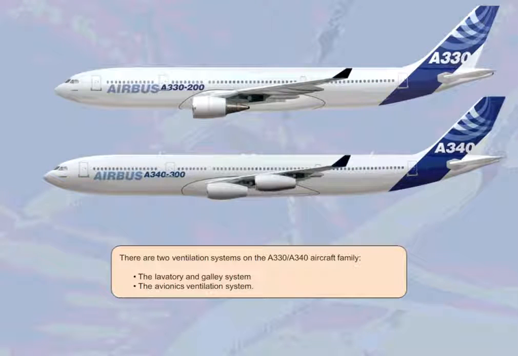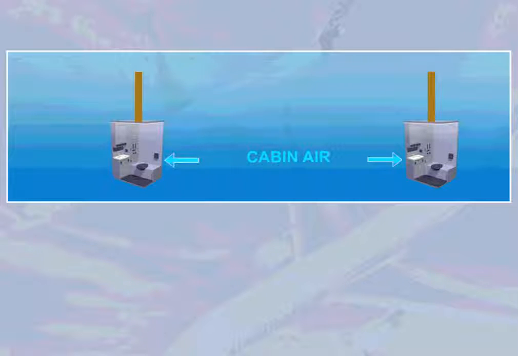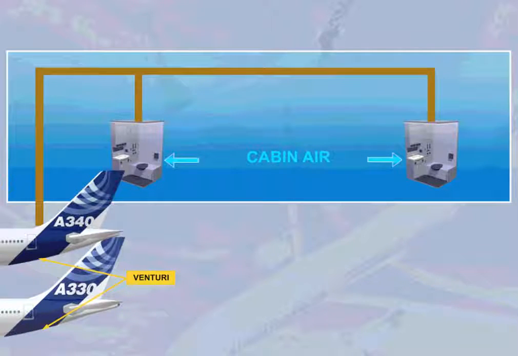There are two ventilation systems on the A330 A340 aircraft family: the lavatory and galley system and the avionics ventilation system. The lavatory and galley system is completely automatic. Cabin air passes through the lavatory and galley areas and is removed from these areas to overboard through a venturi. The air extraction is performed by differential pressure or by an extraction fan.